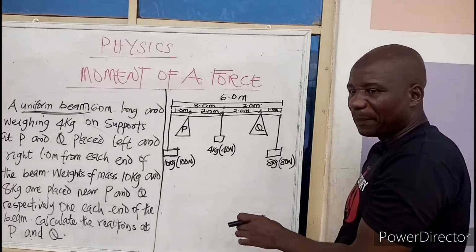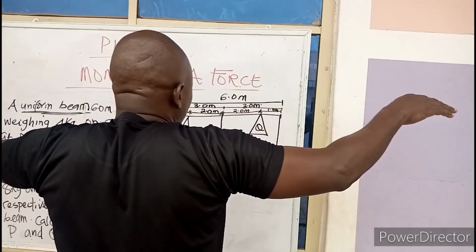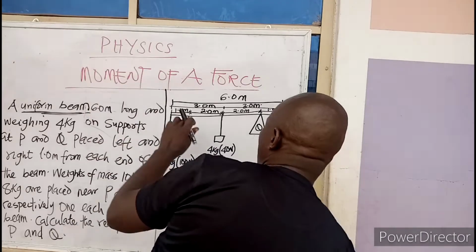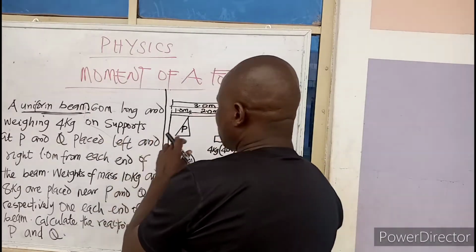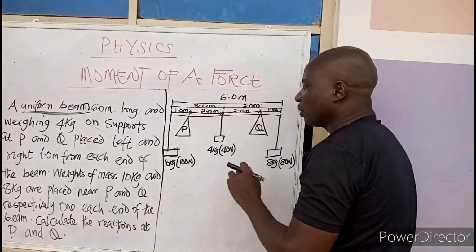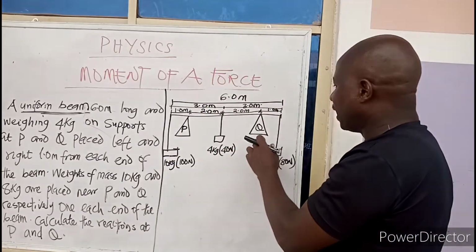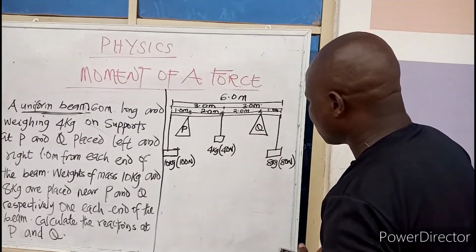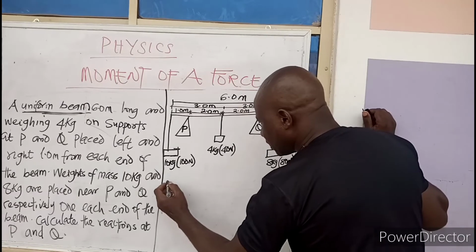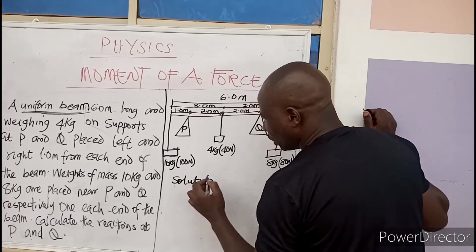When you remove it, what happens? It will come down. You know, before it was like this. When you remove that Q, it will now come this way. So where is the body going to turn? It's going to turn about P. So that's why we now say, taking moment about P. We want to know the reaction at Q. So let's go now. To find the solution now. Solution.